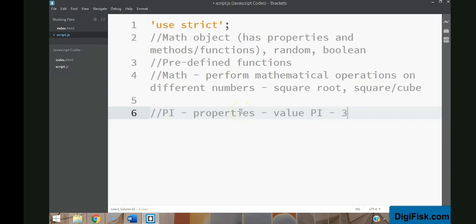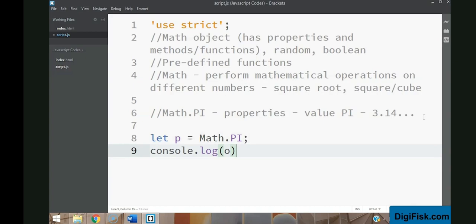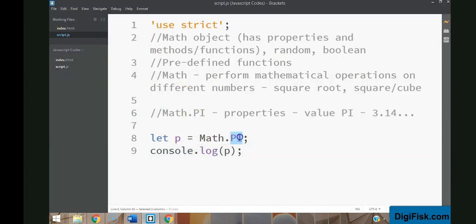3.14, etc. So that value of pi is stored inside Math.PI. This is how you write it, Math.PI, and the value of pi is stored inside of that. If you want to use it, you can use it in any way you want. You can say p is equal to Math.PI, and if you do a console.log of p, let's see what we get. Look at that, we are getting the entire value of pi in here, a lot of decimal digits.